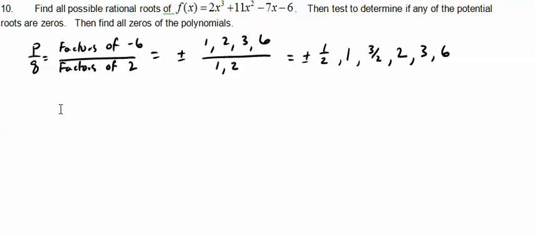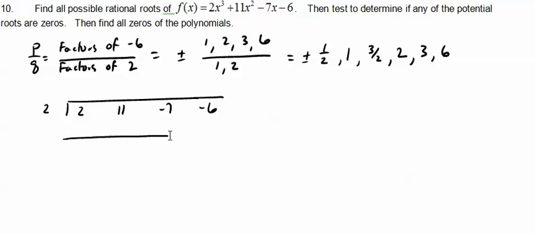Okay, so now I'm ready to do the division. 2, 11, -7, -6. I'm going to pick a number, start with an integer. Don't make it difficult on yourself with a fraction. And this is one that's about in the middle. So let me just start with 2. 2, bring that down. Then 2 times 2 is 4. 11 plus 4 is 15. 15 times 2 is 30. 30 minus 7 is 23. 2 times 23 is 46. That's a remainder of 40.